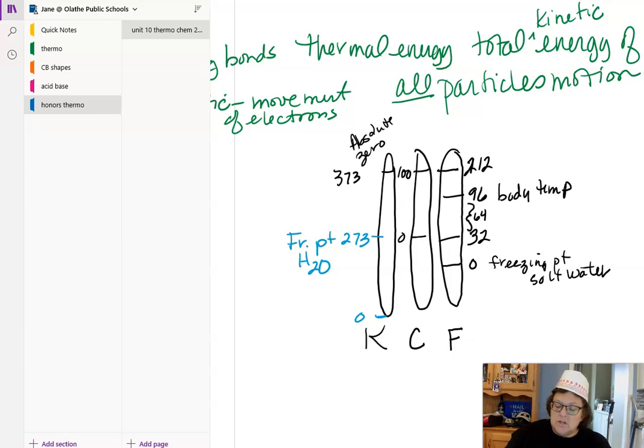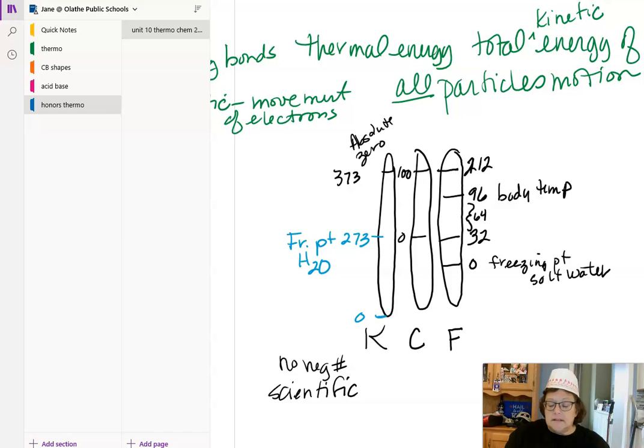Okay? So if you're talking about Kelvin, there are never any negative numbers. This is perfect for scientists, because if you're talking about volume, and you have a temp of a gas, you want to have positive numbers because you can't have a negative volume.